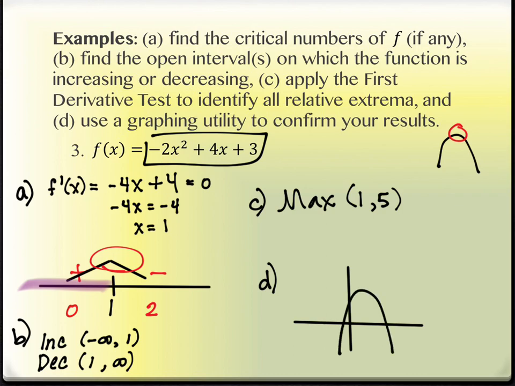Ish. Y'all good with that? And this is the point 1 with a y value height of 5. Does it look like it has a maximum at 1, 5? Yes. Does it look like it's increasing from negative infinity to 1? Yes. Does it look like it's decreasing from 1 to infinity? Yes. Okay, so it's a visual confirmation that what we did made sense.